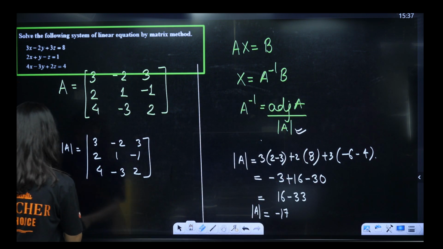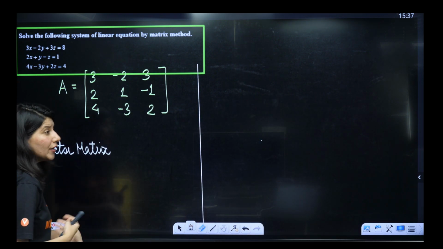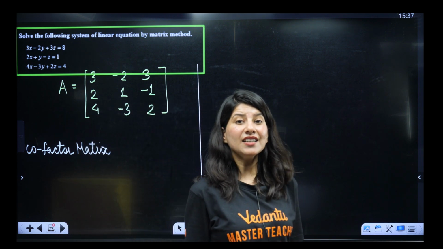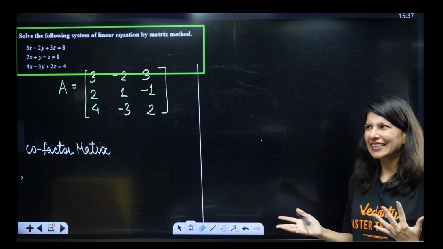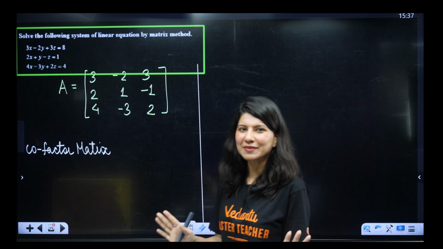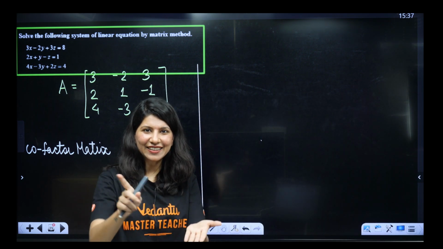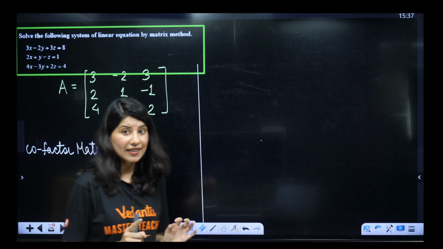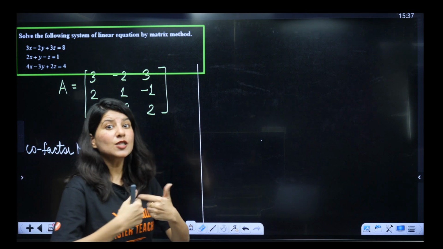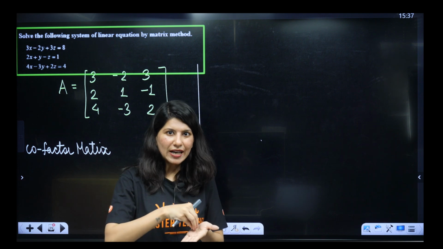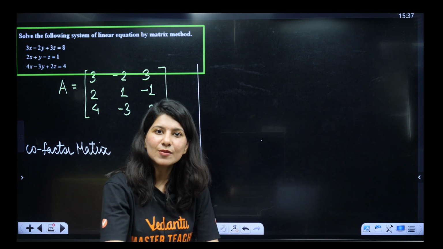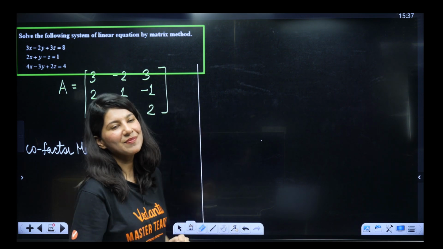Ma'am, how do we calculate adjoint A? Adjoint A you will calculate by taking transpose of cofactor matrix. Okay, ma'am. Slowly, ma'am, slowly. Adjoint A, just write it down. Adjoint A you will get by taking transpose of cofactor matrix. That means, ma'am, you're saying first you have to calculate cofactor matrix and then take transpose of it. Yes. That's it, my dear students.